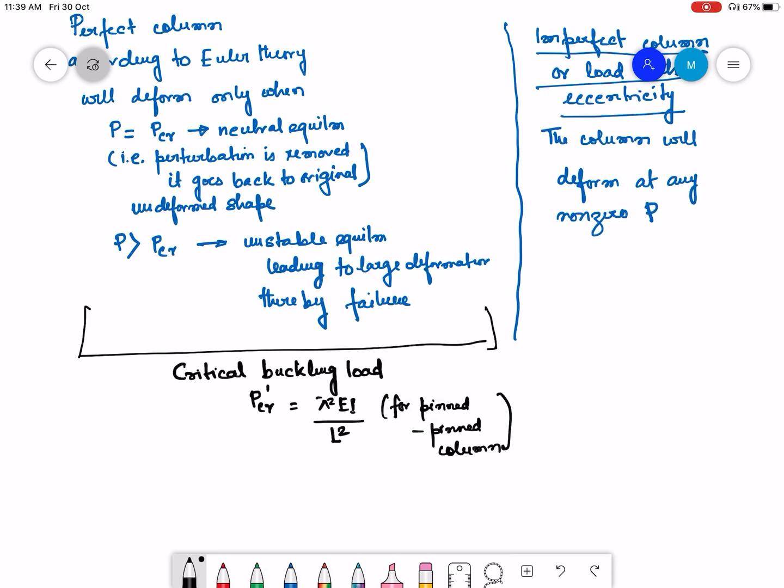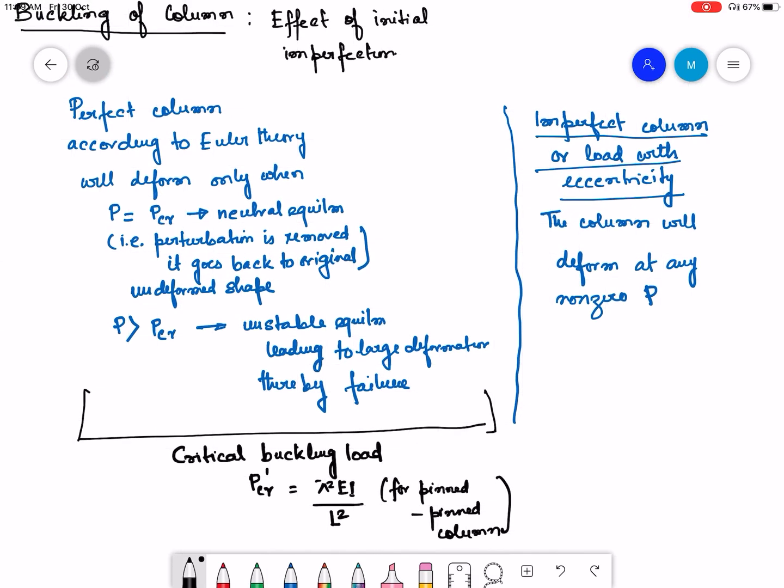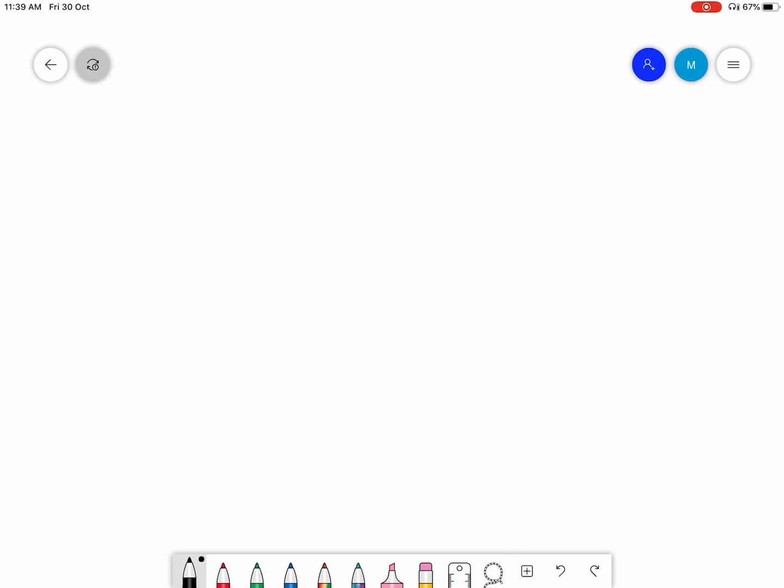Now let us see what is going to happen if we have an imperfect column and we apply an axial compressive load P. As I have said, it will start deforming as soon as P is applied to the column with some imperfection. So today we are going to analyze a pin column with some initial imperfection. Let me clear the canvas. So, effect of initial imperfection.